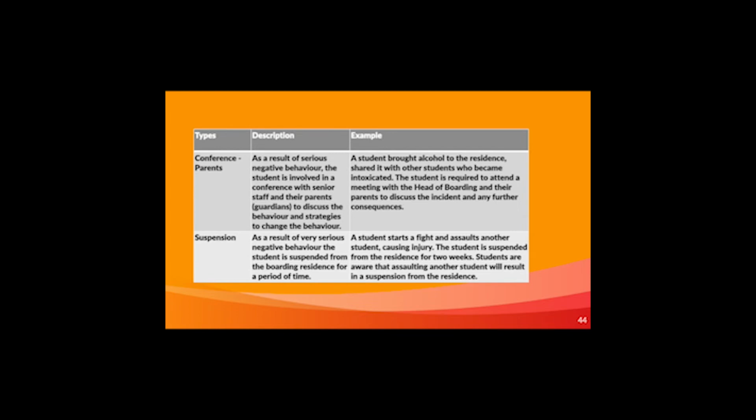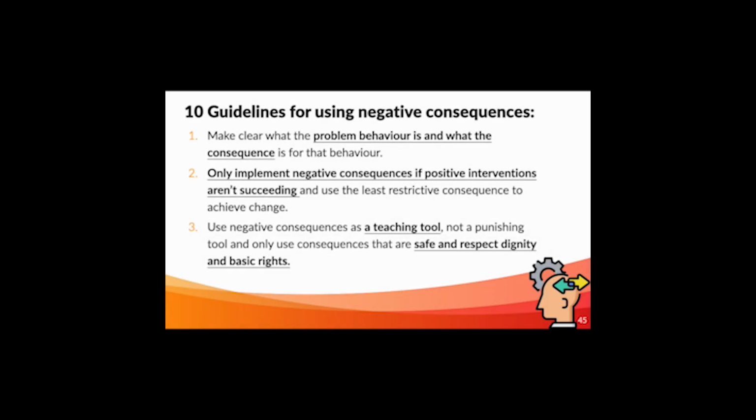So they're the different examples of a hierarchy of consequences, and I'm sure that each organisation will have something similar. Probably won't be exactly the same, but it'll be something similar. There are guidelines for using negative consequences, and there's 10 of these, but they are important. Here are the 10 guidelines.